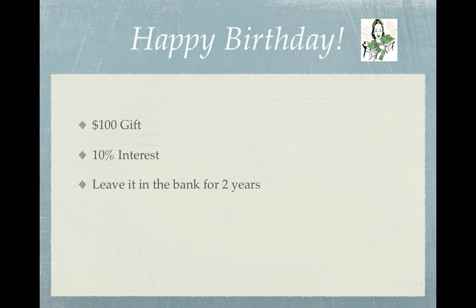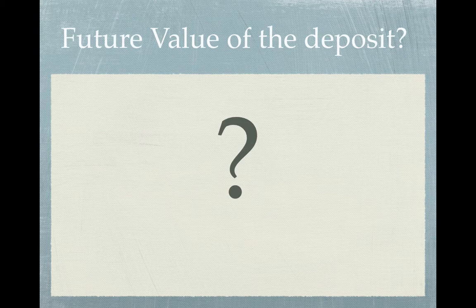You decide to leave that $100 in your account for 2 years. So in this example, our present value is going to be $100. Our interest is 10%, and our duration is 2 years. What is the future value of this deposit? Take a few minutes to pause this video and quickly do the calculation.